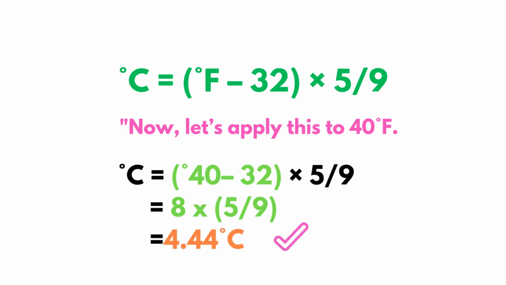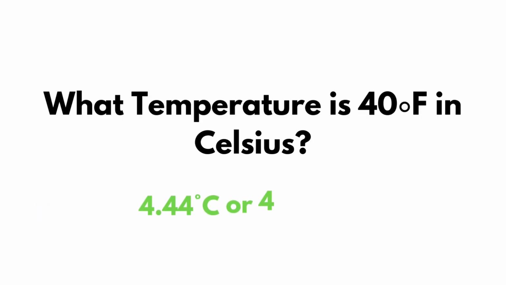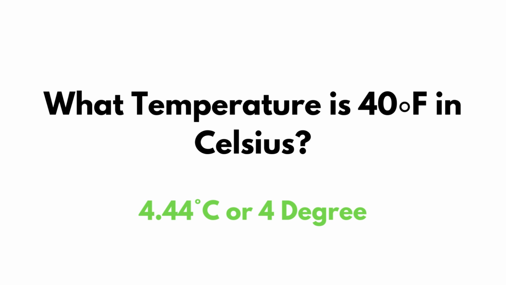Now, let's apply this to 40 degrees Fahrenheit. Step 1. Subtract 32 from 40. 40 minus 32 equals 8. Step 2. Multiply that result by 5/9. 8 times 5/9 equals 40/9, which is approximately 4.44. So 40 degrees Fahrenheit is approximately 4.44 degrees Celsius. For simplicity, you could round this to 4 degrees Celsius or even 4 degrees Celsius in everyday use.